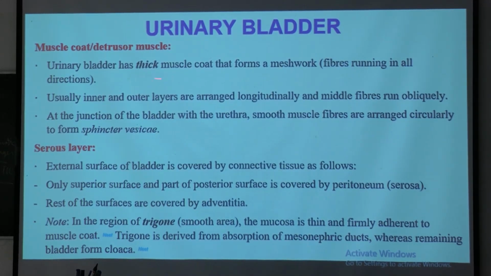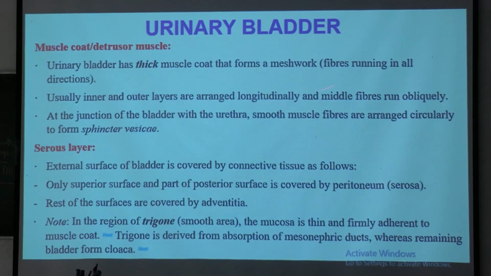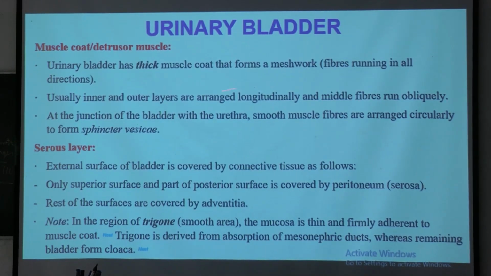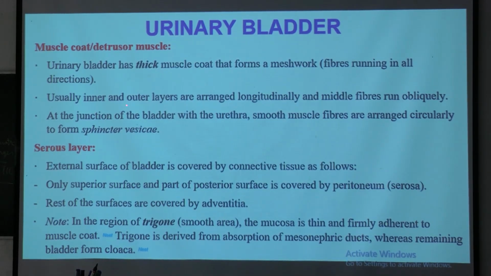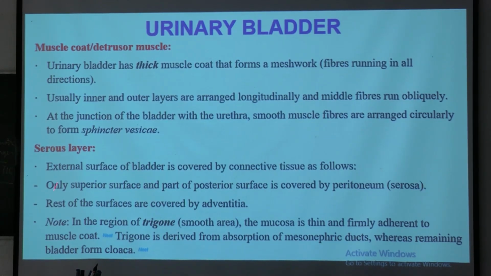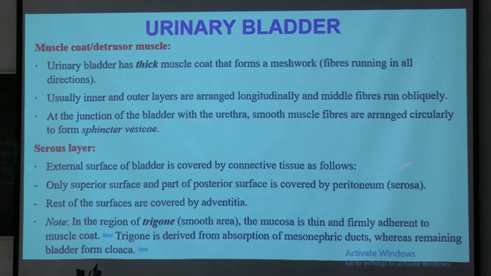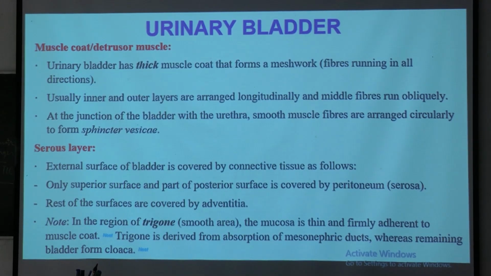Okay. So bladder has a thick muscle coat, forms a meshwork, fibers running in all directions. This is the arrangement, but sometimes it does not follow this arrangement. Inner and outer longitudinal, middle oblique. Next, after the muscle coat, you go to the serous coat or serous layer. The external surface of the bladder is covered by connective tissue as follows. Only the superior surface and part of the posterior surface is covered by peritoneum. So that part is called serosa. And the rest of the surfaces are covered by adventitia. Okay, those parts not covered by the peritoneum.